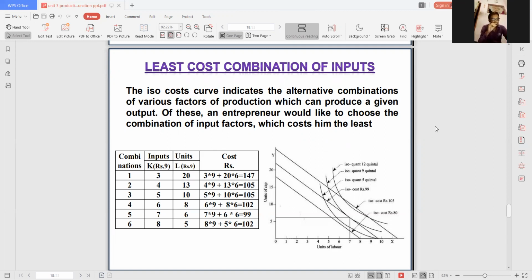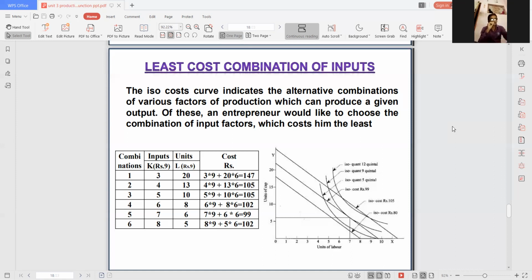Here you can find different kinds of combinations. Like first, capital 3. Capital 3 means here you can find the point below, in between 0 to 5, 3 capital. What is the labor rate? 20. Okay, the labor rate is 20. So the total cost is 147.